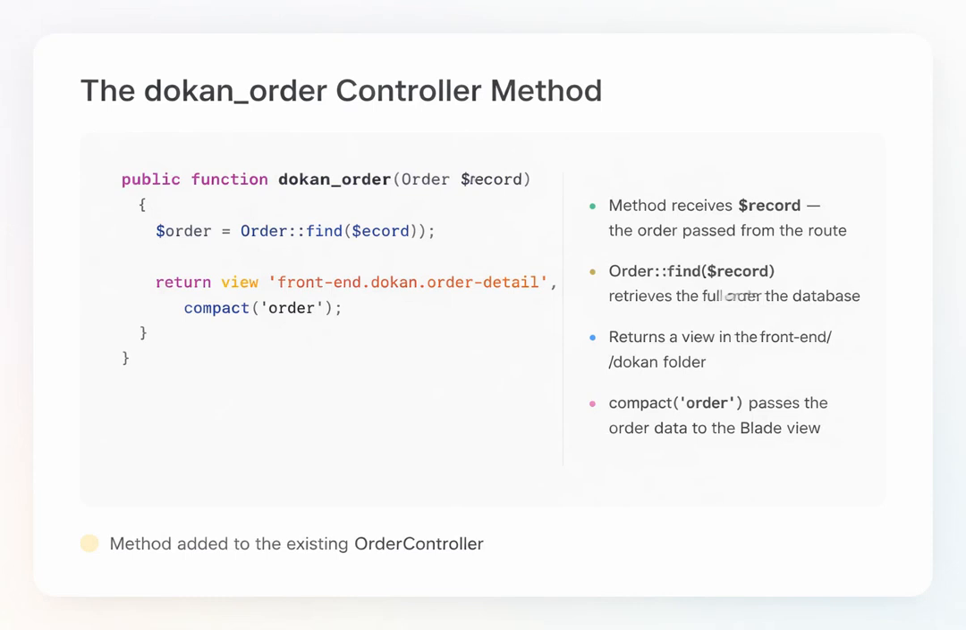Inside the order controller, a new public function called dokenOrder is created. It receives the $record parameter, the order that was passed from the route. The method then uses Order::find to retrieve the full order details from the database. Finally, it returns a blade view located in the front-end Doken folder, passing the order data using compact. This is a straightforward controller method. Receive the record, find it in the database, and send it to the view.